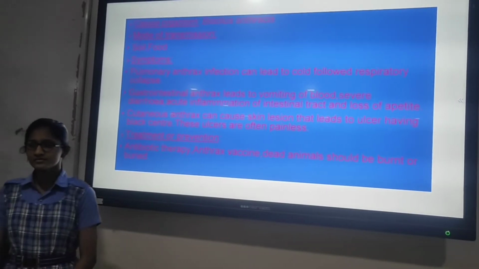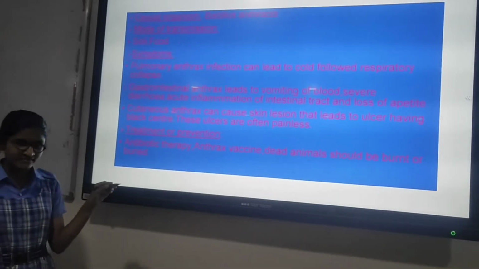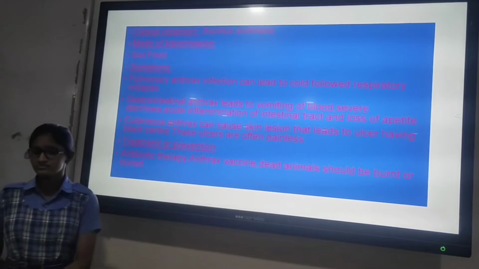Now, the treatment and prevention for anthrax are antibiotic therapy and the anthrax vaccine. Dead animals should be burned or buried, away from all water sources.